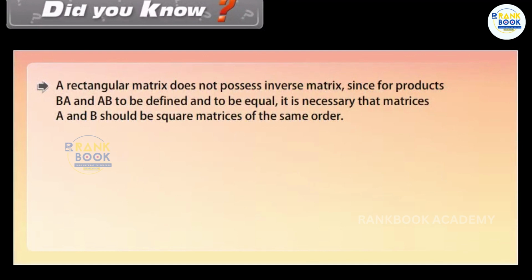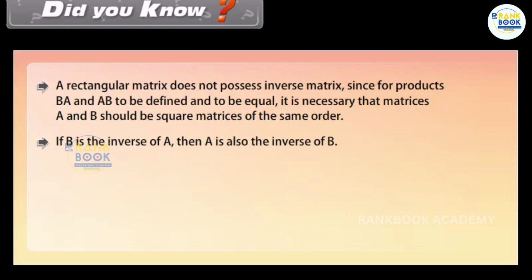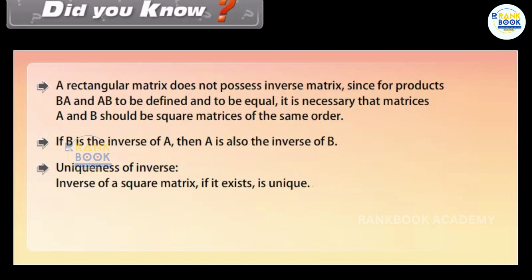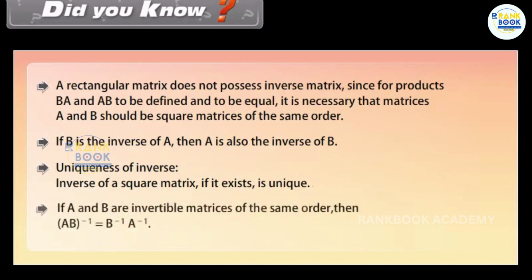Did you know? A rectangular matrix does not possess an inverse matrix, since for products BA and AB to be defined and to be equal, it is necessary that matrices A and B should be square matrices of the same order. If B is the inverse of A, then A is also the inverse of B. Uniqueness of inverse. Inverse of a square matrix, if it exists, is unique. If A and B are invertible matrices of the same order, then the inverse of AB is equal to the inverse of B into the inverse of A.